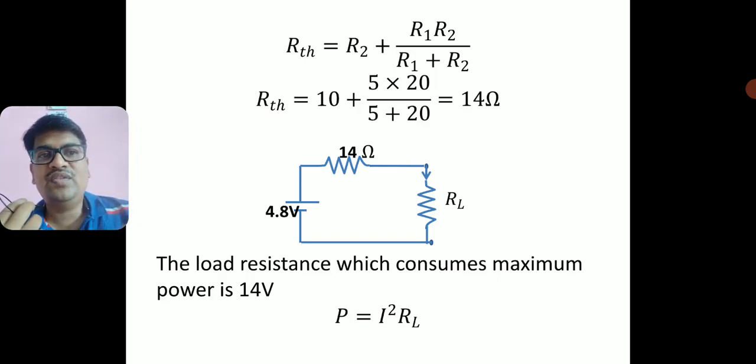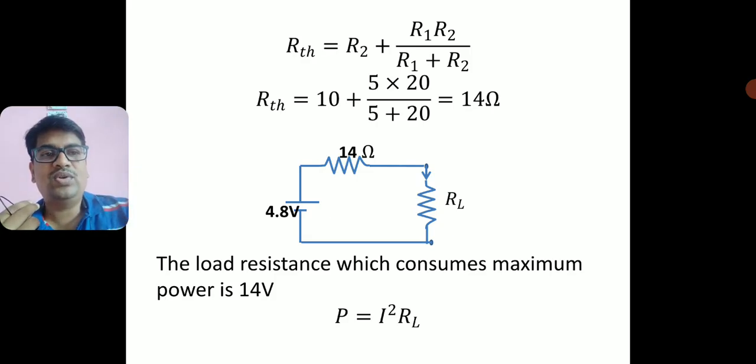Now what is the value of load resistance? It has to be 14 ohm. The load resistance value has to be 14 ohm. By mistake I have written it as 14 volt, so make it 14 ohm. And one more thing is left. I need to calculate the power.